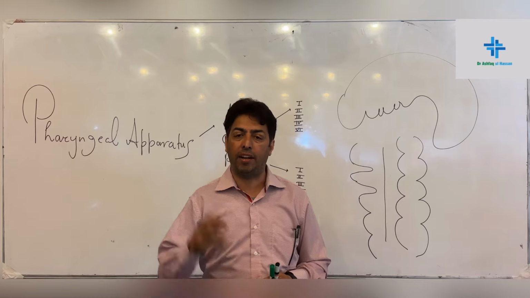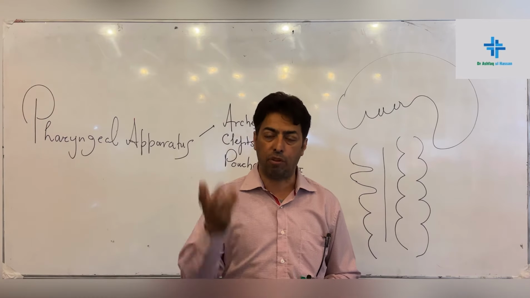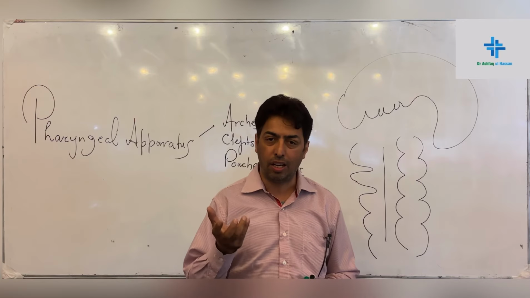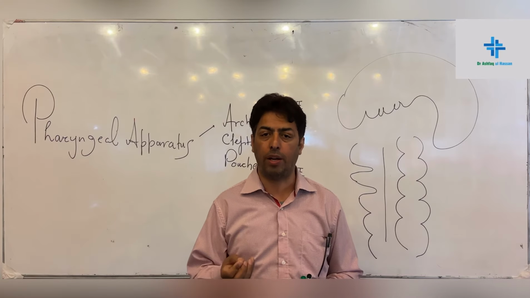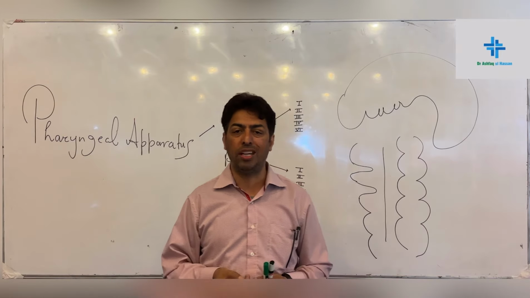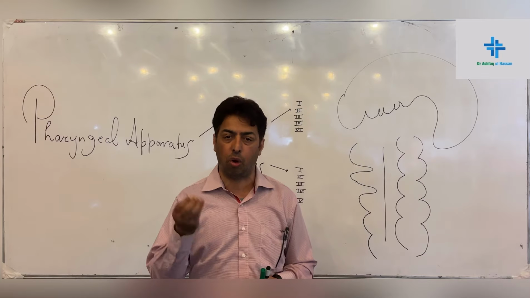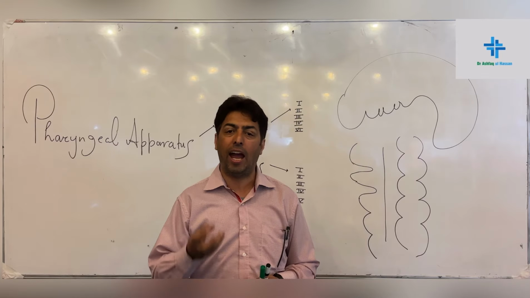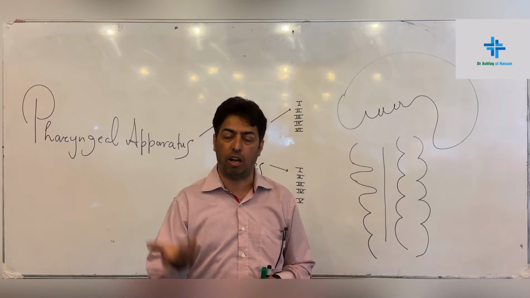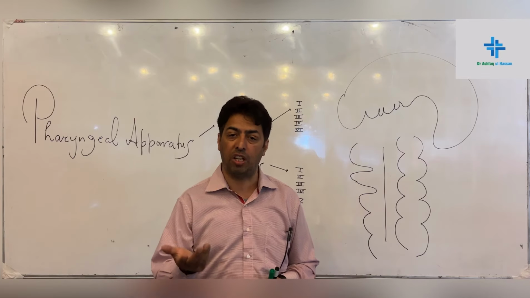Meckel's cartilage is the name given to the cartilage of the first arch. From this cartilage what develops are, number 1, the malleus, and number 2, the incus. Basically, malleus, incus and stapes are the 3 auditory ossicles or ear ossicles, and malleus and incus are developed from the cartilage of the first pharyngeal arch.